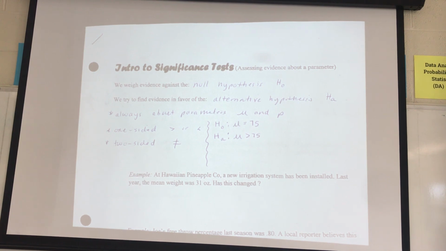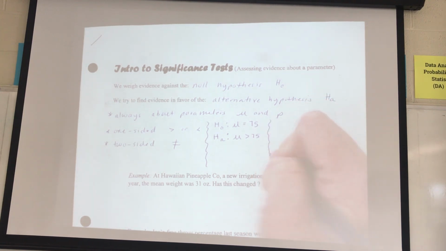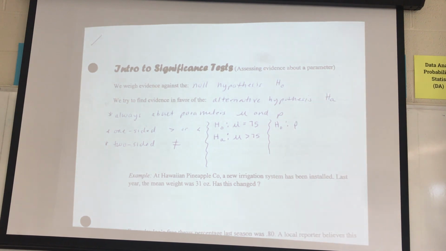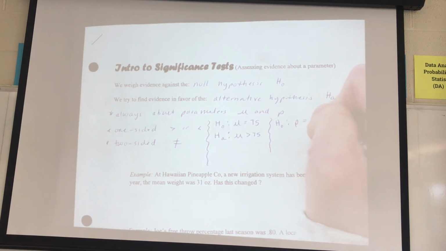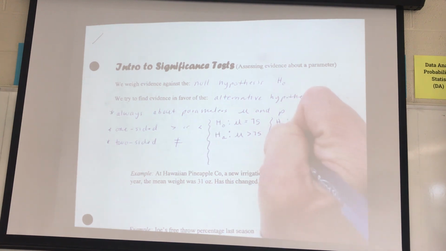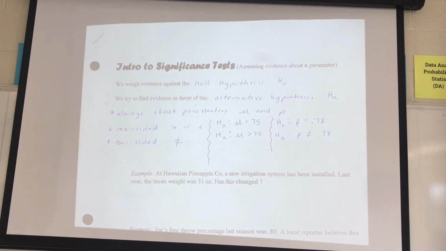So in a proportion, I might see something like this. The null hypothesis is that in New Hampshire, the proportion of people who own dogs is 78%. So my null hypothesis is that p equals 0.78. But I think that's changed for some reason, and I don't know if it's gone up or gone down, but I think it's different than it used to be. So my alternative hypothesis would look like this: p does not equal 0.78. Again, it has to be the same number, 0.78; it can't change.